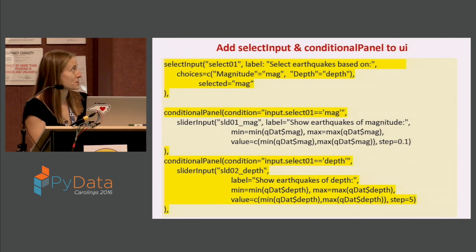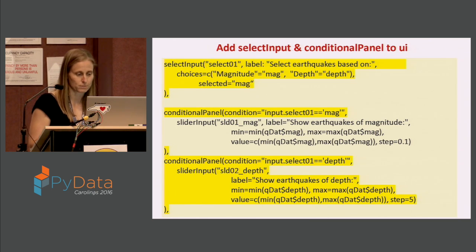But so you can copy paste in the first slider bar and then make one that looks almost the same, copy paste and modify the code. So your second conditional panel, which would pop up if they chose depth, is where the condition equals depth. Then slider input 2 is going to be a depth. We'll call it slider 2 depth with a label, show earthquakes of depth. The min and max values have to change to be calling from the depth column of the data frame, and the values also have to be calling from the depth column. And also because depth is in kilometers, not in point values on the Richter scale, you probably want to change your step value as well for this second slider bar.